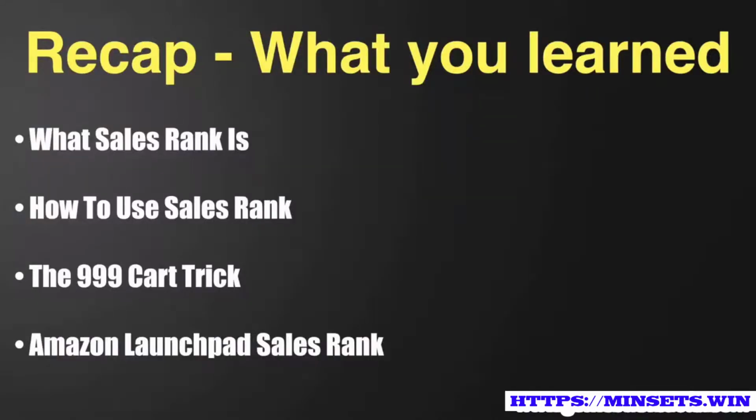Okay, now to recap what you learned. You simply learned what sales rank is. You understand that it's basically ranking all the products in Amazon's catalog organized by category. And you also learned how to use sales rank. So you learned how to convert sales rank to sales per month using junglescout.com/estimator and FBA Toolkit. You also learned the 999 cart trick. So you learned that sometimes if a product does not have a rank in the parent category, you might have to manually track it to see about how many sales there are per month. And you also learned the Amazon Launchpad sales rank, which is simply checking out FBA Toolkit instead of junglescout.com/estimator.